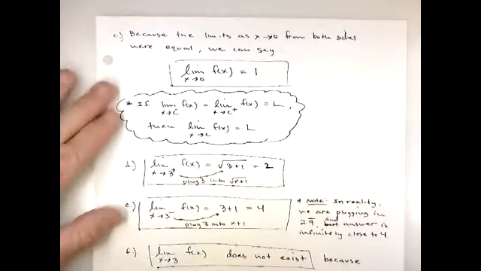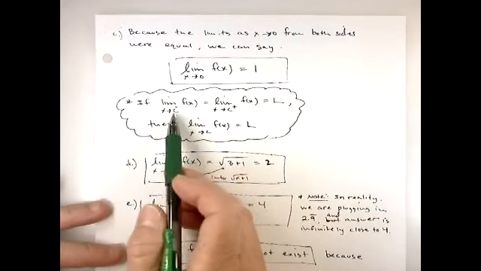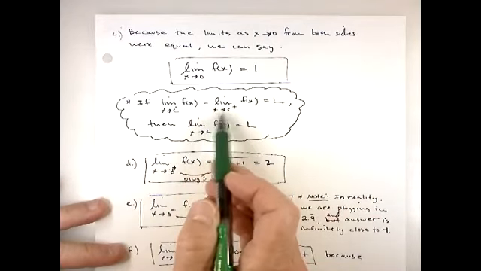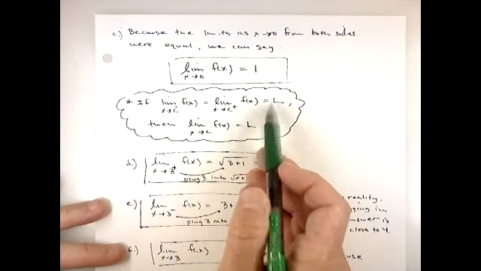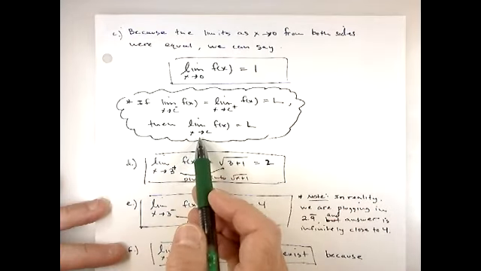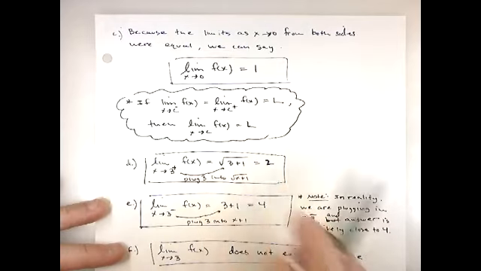So if the limit as you approach a number c from the left side is exactly the same as the number you get when x approaches c from the right side, and let's say that number is L, then the overall limit as x approaches c of that function is going to be L.